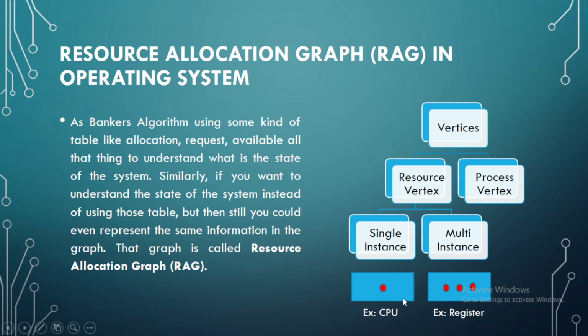Resources are represented as a rectangle. Single instance means there may be an empty rectangle or one with a single dot. Here, this dot represents that one CPU is available. In multi-instance, the dots show the number of instances of the available resource of that type. For example, we have 3 registers available of the same type, so 3 dots are here. These 3 dots represent that 3 registers are available.